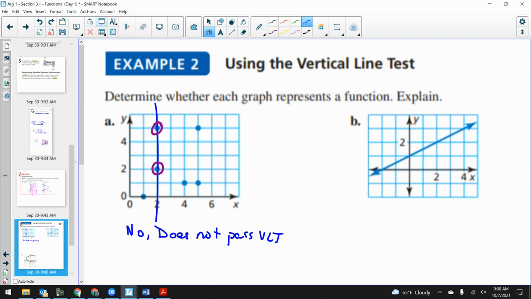Now, is part B a function? Can I draw vertical lines everywhere and it still only ever hits once? I'm going to draw a dotted line and I'm going to move it. Is that ever going to hit more than once? No. It's only ever going to hit once. That's it. So we would say that yes, that is a function. And why? Because it passes the VLT, the vertical line test.